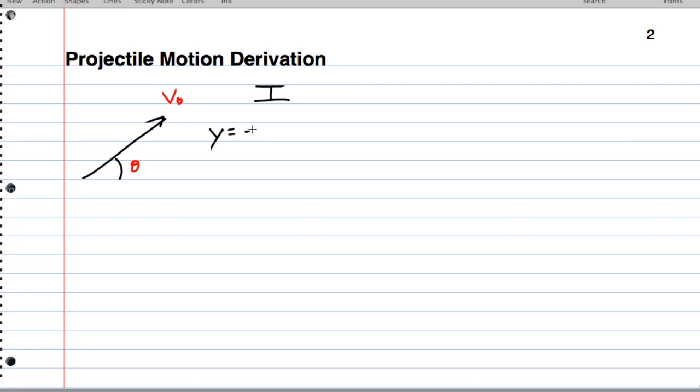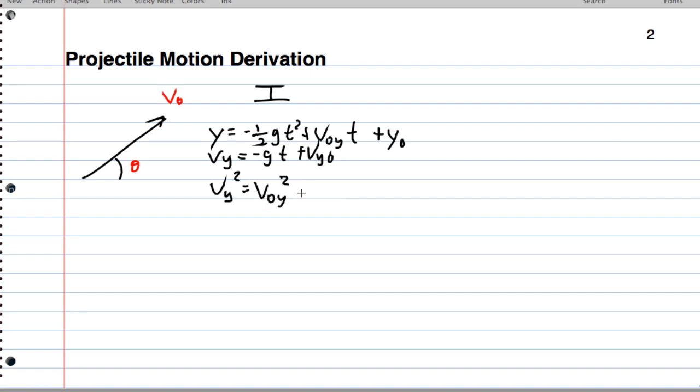the y direction we've got y equals negative 1/2 gt squared plus v naught y times t plus y naught. And Vy equals negative gt plus Vy naught. And then finally, Vy squared equals V naught y squared plus 2g times y minus y naught. That's in the y direction. And then in the x direction, we'll have the formula x equals V naught x times t plus x naught. So this is one way of approaching projectile motion.